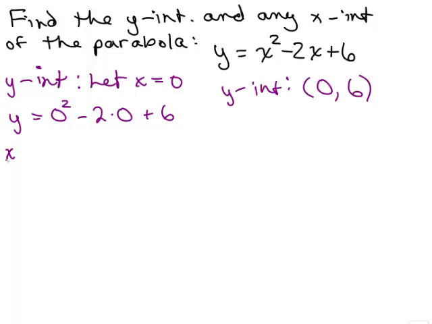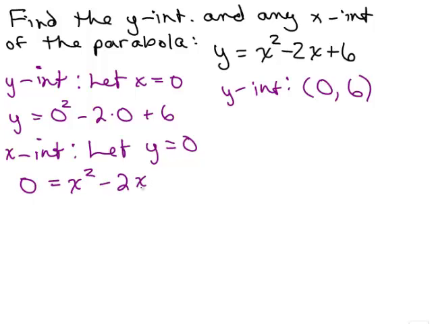Now let's try the x-intercepts. For the x-intercepts, we let y equal 0, because everywhere on the x-axis, the y-coordinate is always 0. So we're going to put in 0 for y. 0 equals x squared minus 2x plus 6. Now we need to solve this equation. So this is a quadratic equation.